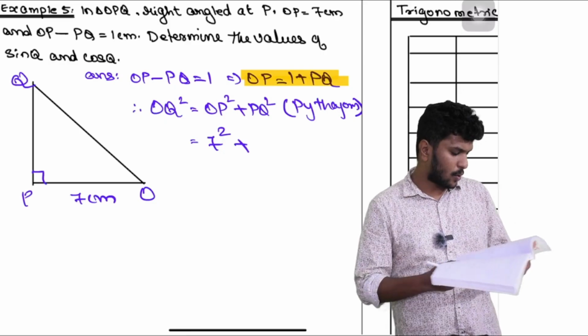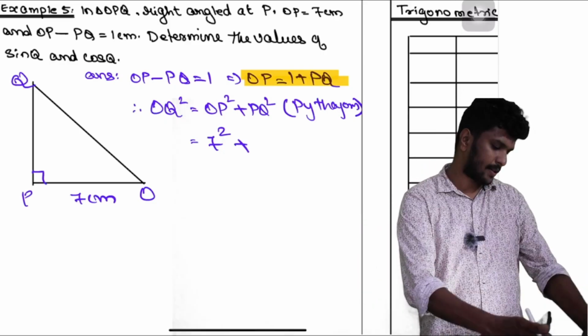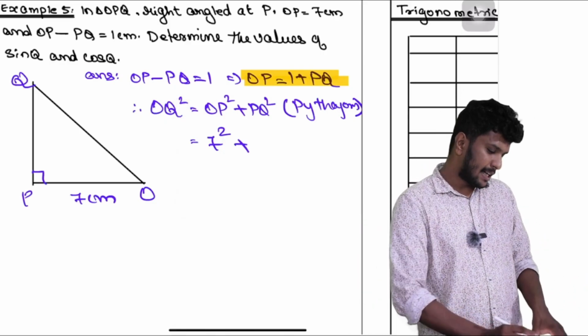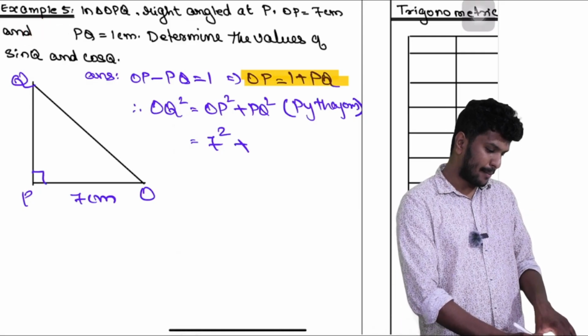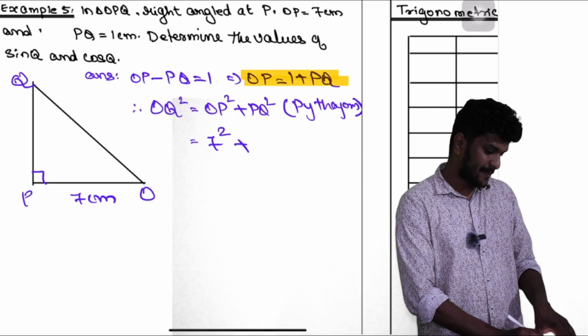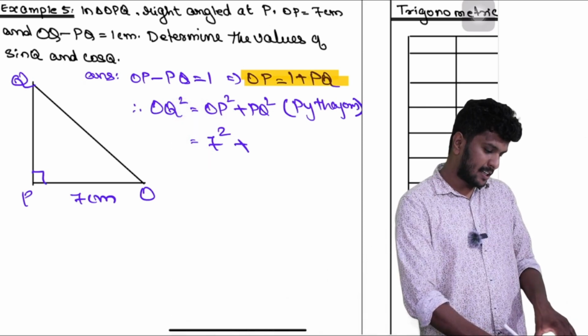The question where we went wrong: OQ minus PQ. Just a minute. This is actually not OP, it's actually OQ. My mistake, I'm sorry. Okay, so you can write here OQ.